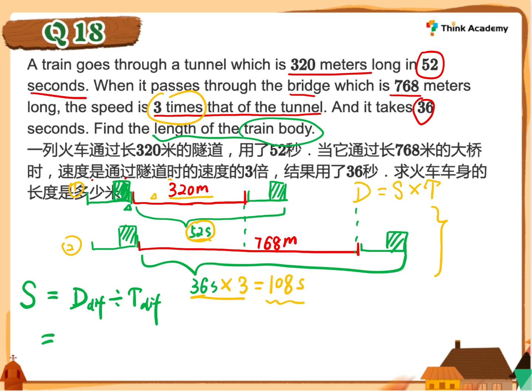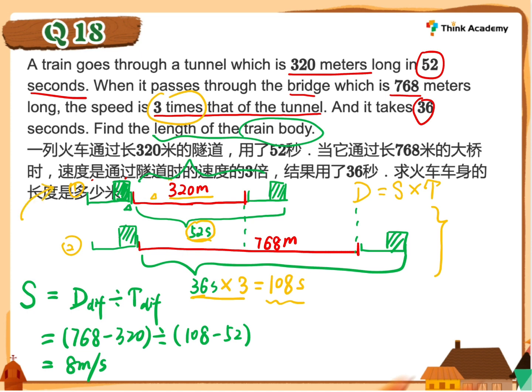So the distance difference actually is 768 minus 320. Okay, this is the distance difference. And about the difference of time, you just use 108 minus 52. You can get it. Okay, so in this case, the speed will be 8 meters per second. Okay, and this time you know the speed. It's very easy for you to calculate the distance that the train traveled, right? So you can take the speed of the train into the first condition or the second condition, whatever. You can find the answer easily, right?